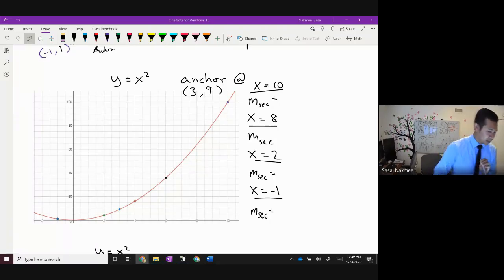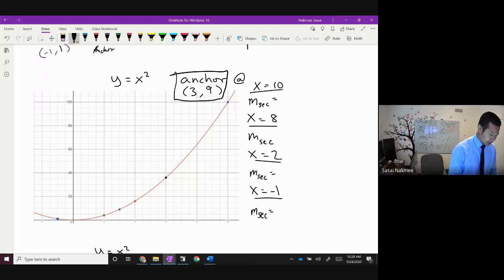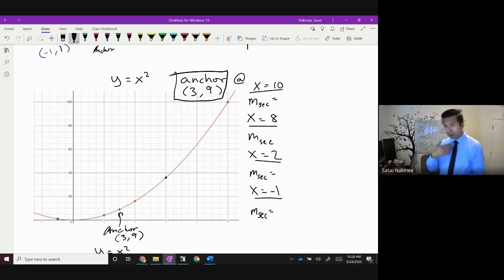On this next slide, my new anchor point is going to be (3, 9). And (3, 9) is right here. Just like we did earlier, we're calculating the slope now, but instead of from x equals 2, we're going to do it at x equals 3. And we're going to calculate the slopes as it approaches this new anchor point.